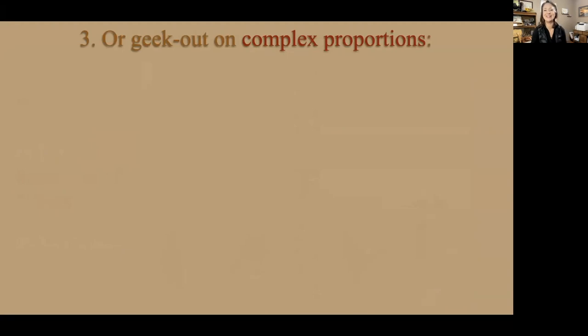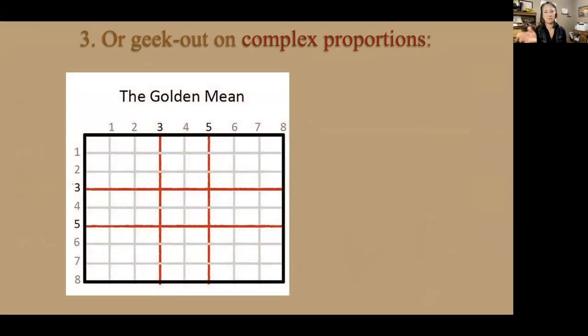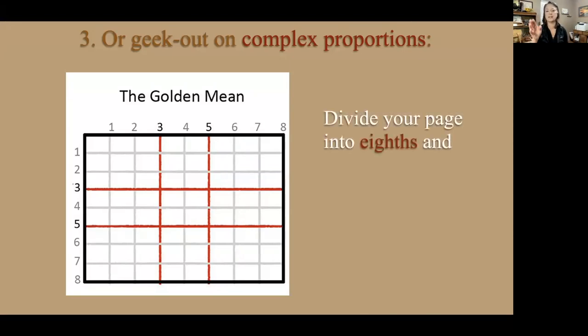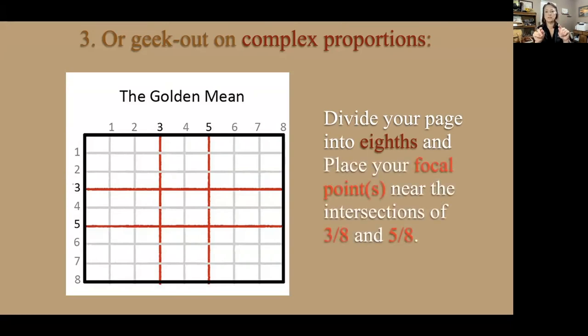Okay, now we're going to geek out on complex proportions. A lot of you have probably heard of the golden mean. So as you can see, it's a similar grid type thing, but in this case, you take your page, your rectangle, and you divide it into eighths across the top and eight down the sides, so on each axis. And then you place your focal points near the intersections of the 3/8 and the 5/8. And that creates a beautiful, harmonious composition.